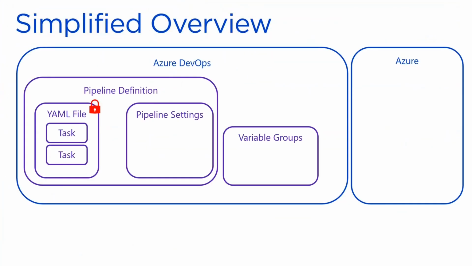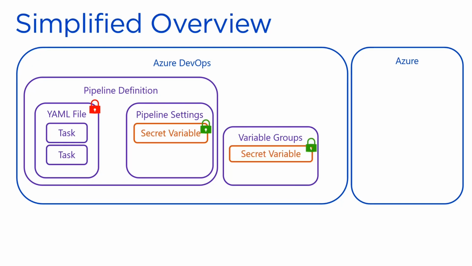Okay, so how does Azure DevOps deal with it? First of all, notice the red lock, because there is no place for secrets inside YAML files. We can define secret variables outside the YAML file in the pipeline settings. We can also define variable groups containing the secret variables. And for deployment targets, we usually use service connections. So service connections are for when an agent needs to access a target resource.